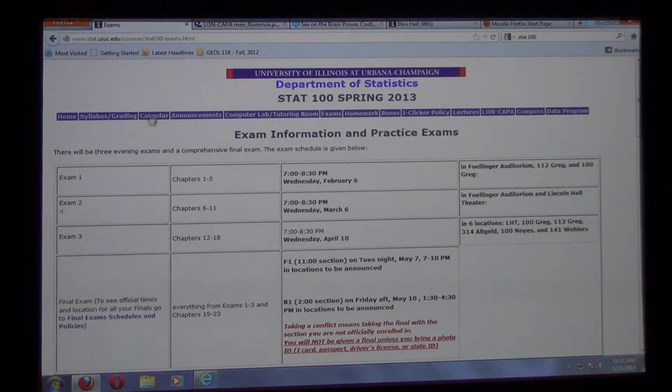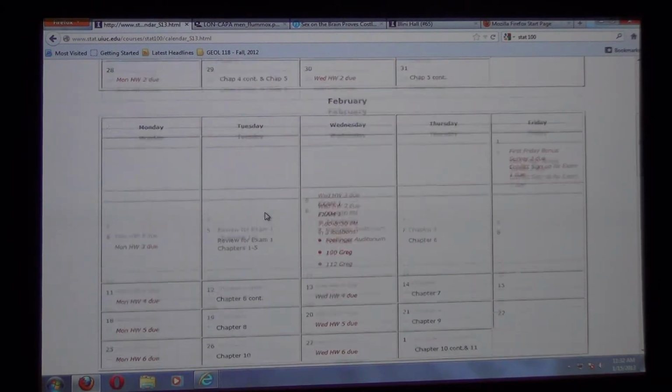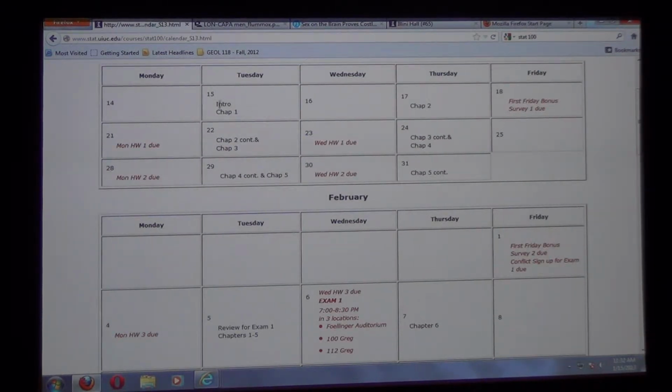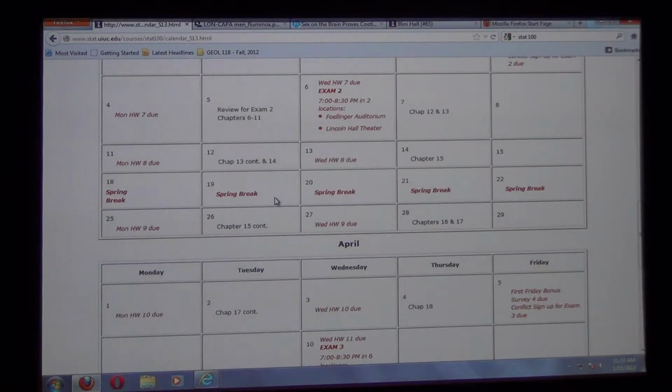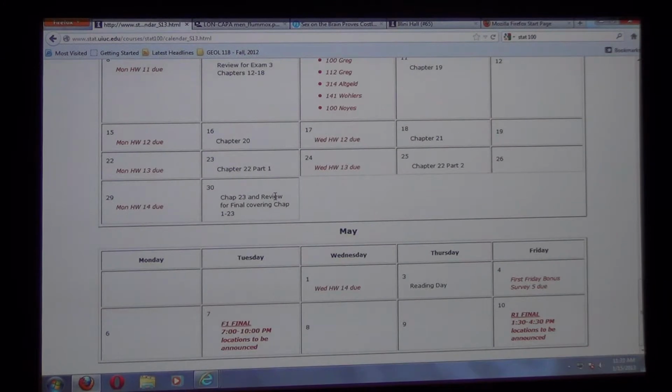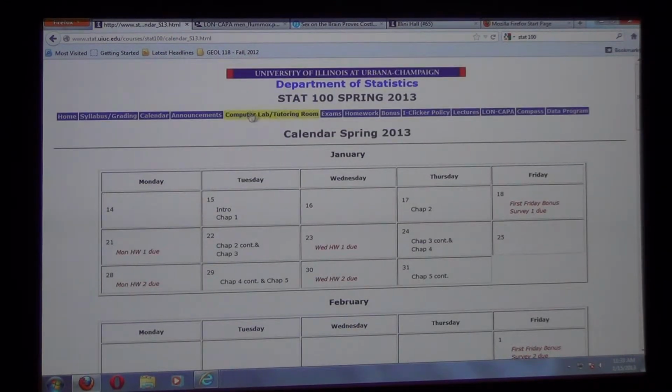So that's grading, calendar. So you go to the calendar. Here we are. Hopefully, we're going to start with chapter 1 and get something done there. We're doing an intro. Here's where our first bonus is due, and here's where all your homework is due. Here's the whole course schedule. All right. What else? Questions. You've got to have a question so far. Anybody? Anything? Okay. So that's the calendar.